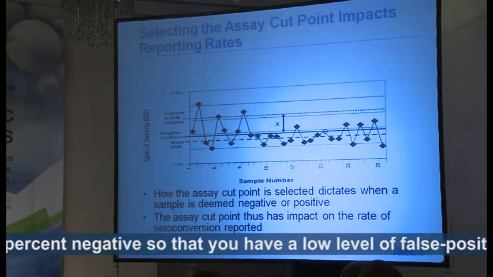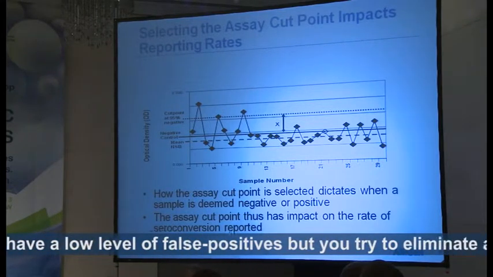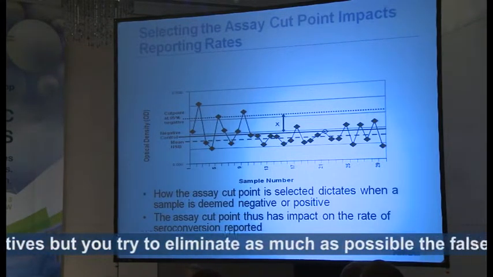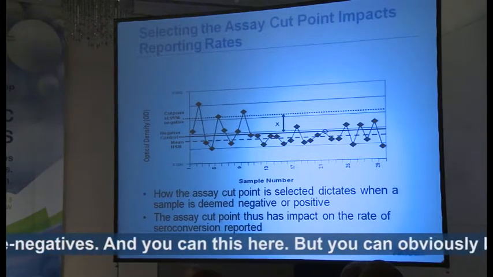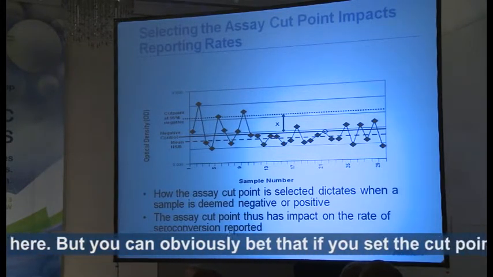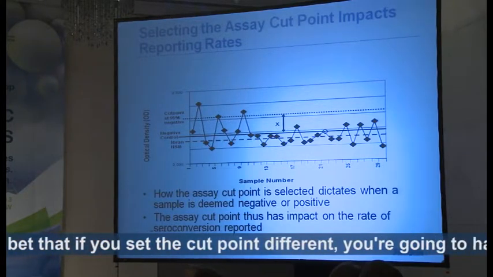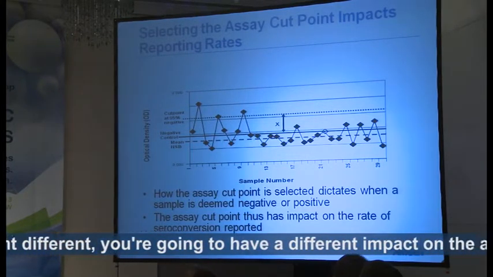And you can see this happen. But you can obviously see that if you set the cut point differently, you're going to have a different impact on the actual rate of the seroconversion that you're reporting. If you set a high cut point, you're not going to see any antibodies that may be important.